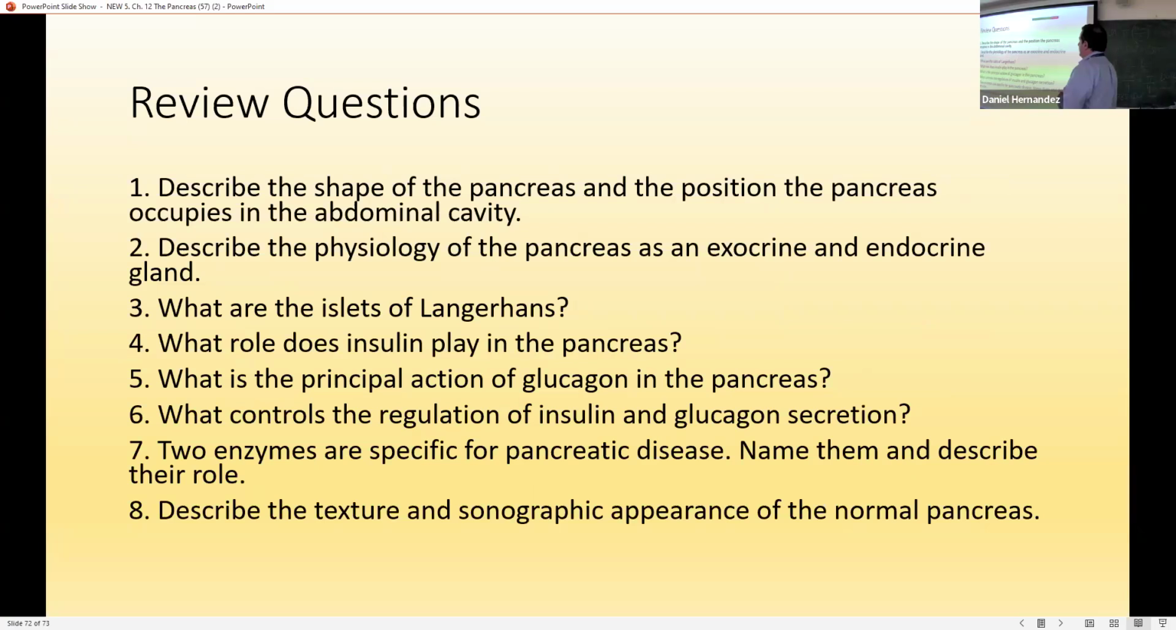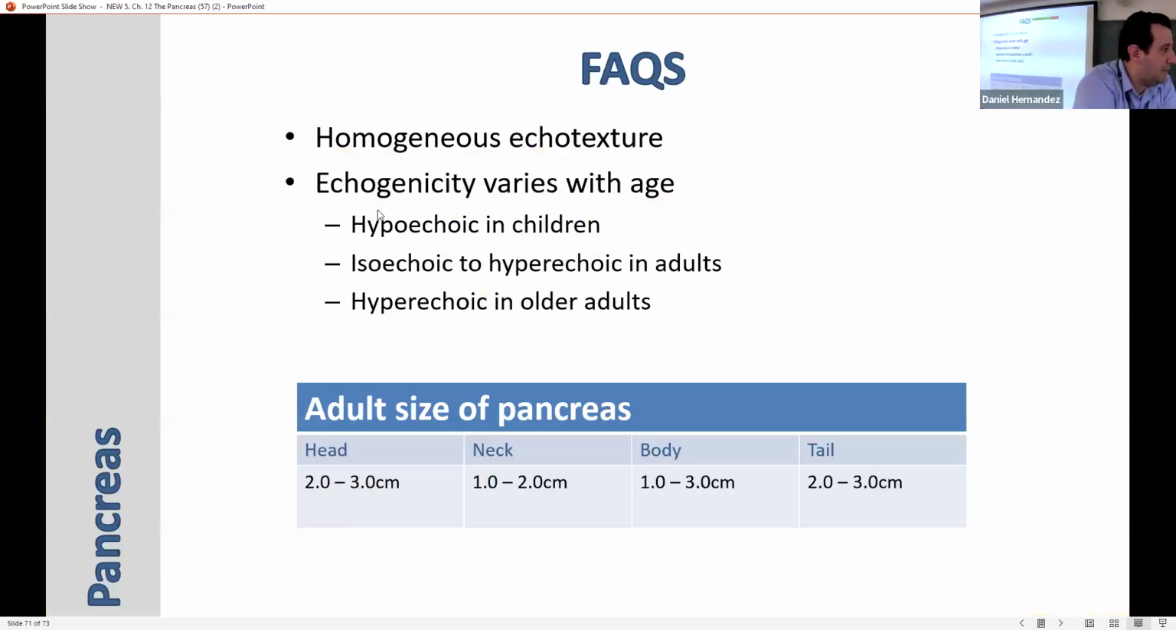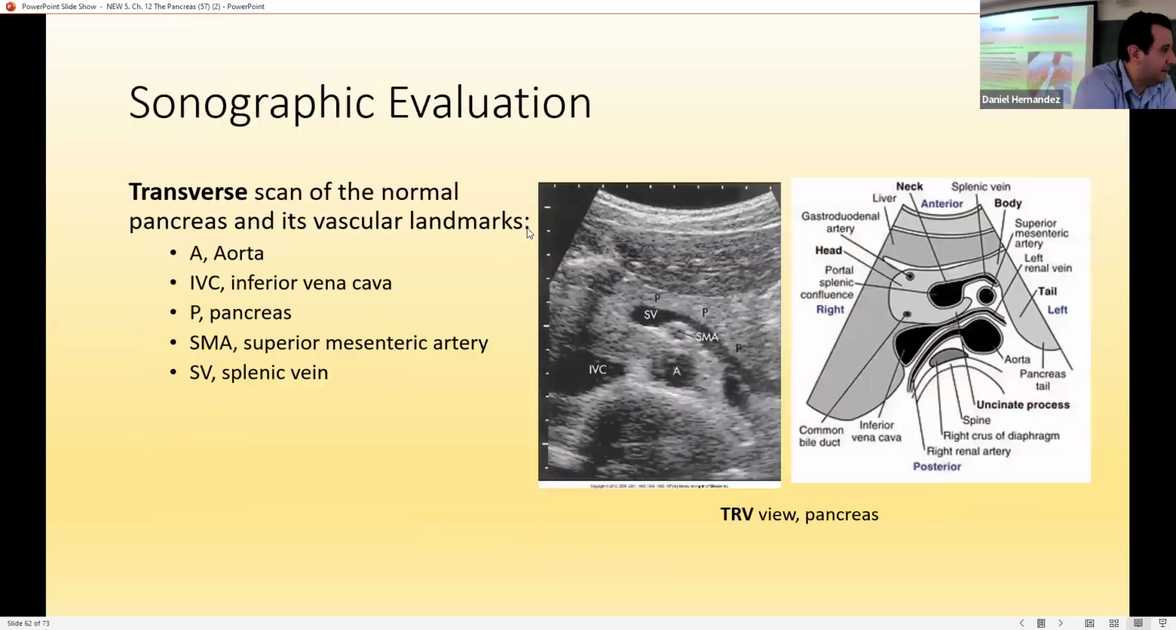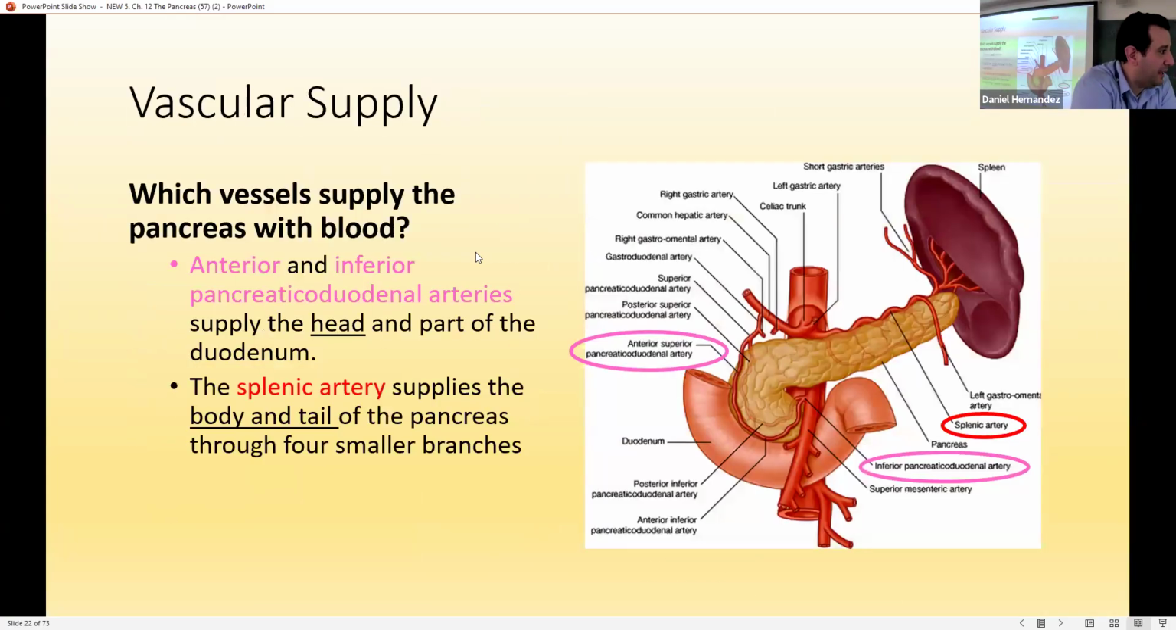Some review questions. Go through what you can describe: the shape of the pancreas, the position of the pancreas as it occupies the abdominal cavity. Again, the majority of the pancreas lies in the retroperitoneal cavity, in the abdomen. Go back to the beginning. We have a small portion of the head that sits in the duodenum.